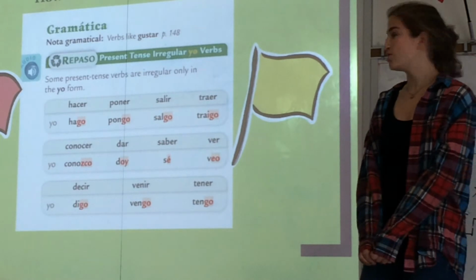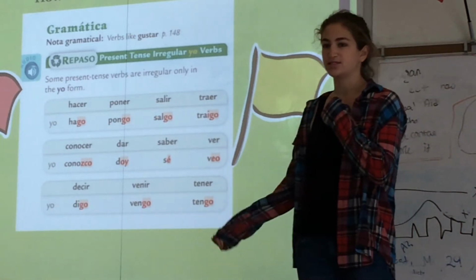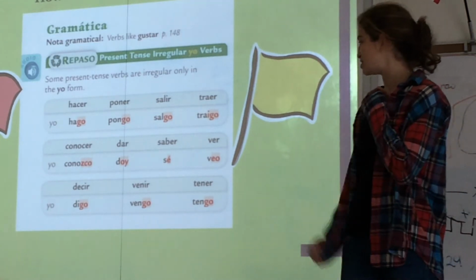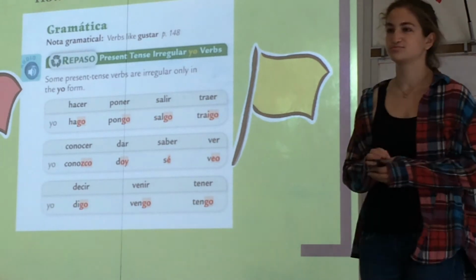And the last set is decir, which becomes digo. Venir becomes vengo, or vengo, because the V pronounces like a V. And then tener becomes tengo. So that last set, decir becomes digo. Venir, vengo. Tener, tengo. Good.